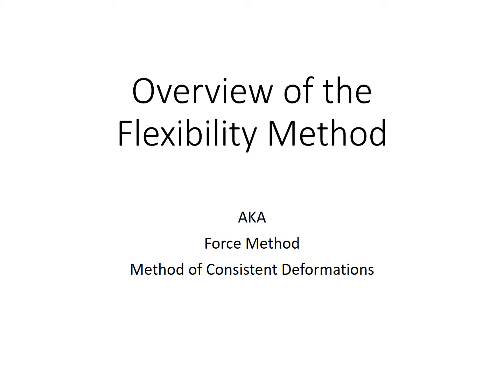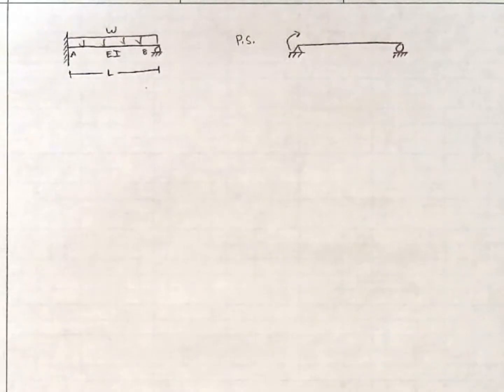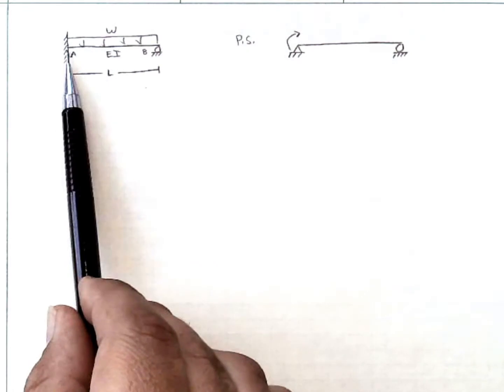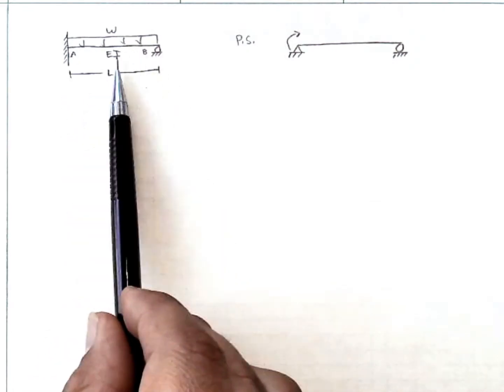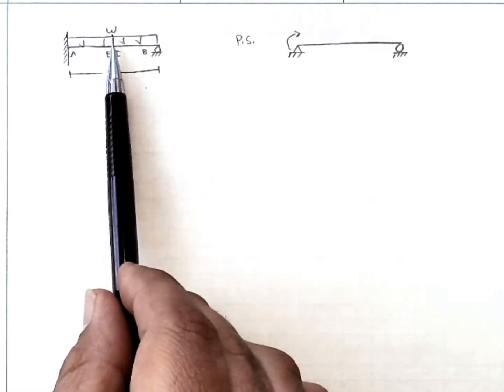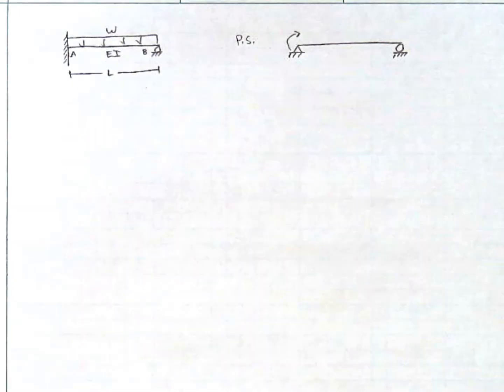Why that's the case was explained in the other video. Let's switch now to pencil and paper. What I'm showing here is the same problem that I looked at in the last example. It's a propped cantilever beam fixed at the left end, roller on the right, cross-sectional properties EI, the ends are labeled A and B, uniform load W, length L.